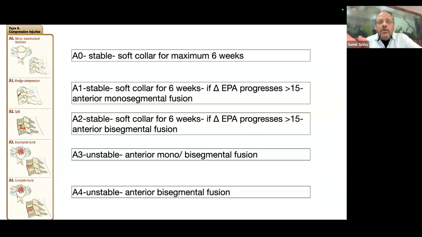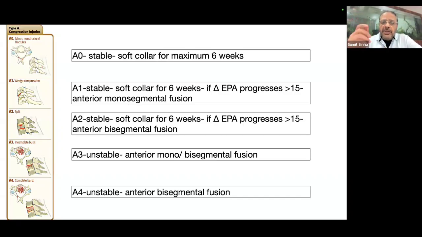And suppose in the follow-up of these fractures, if the delta end plate angle progresses more than 15 degrees, then you should fuse; preferably an anterior monosegmental fusion is more than enough for these fractures. And similarly for the A2 fractures, but here, because both the end plates are fractured, superior and inferior, you have to do a bisegmental fusion in these cases.